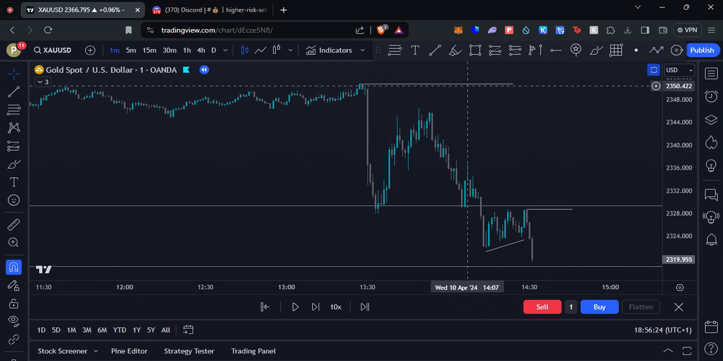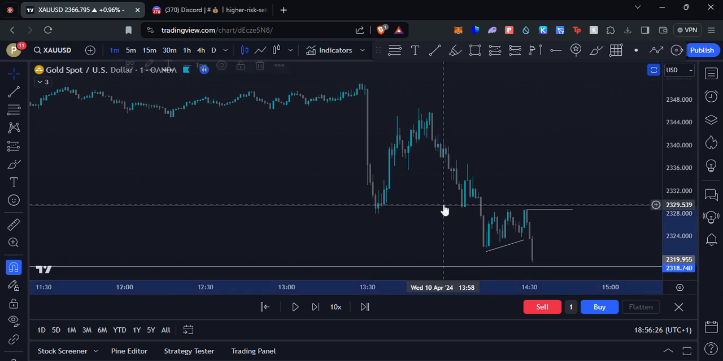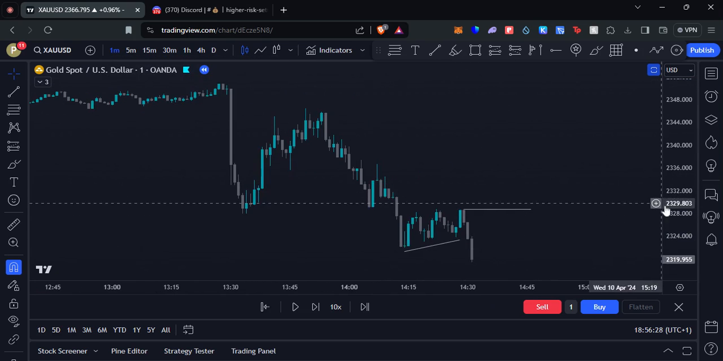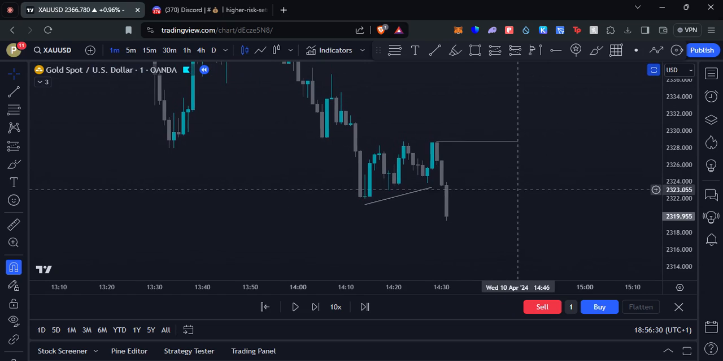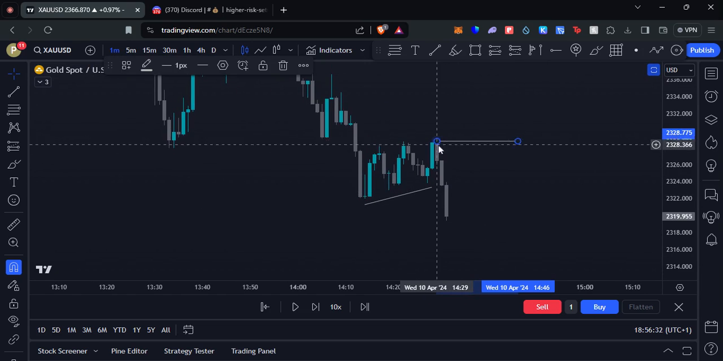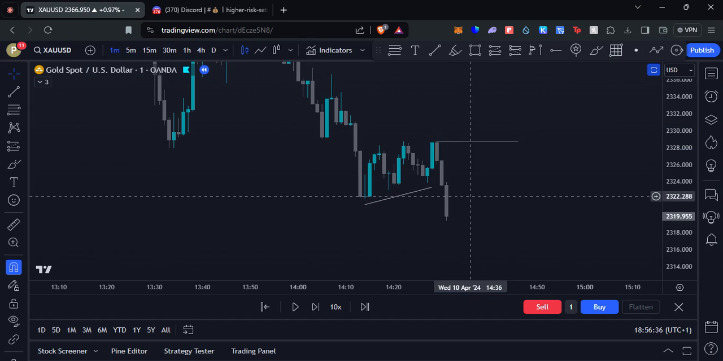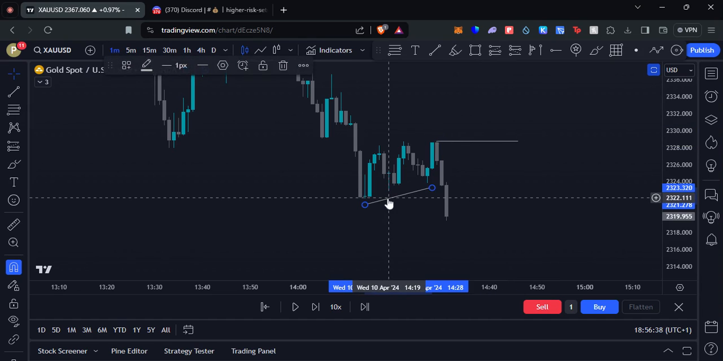Now, let me quickly just clean up all of the charts so that we have a nice clear chart to look at. And as we can see, we now need price to break this high to give us a new market structure shift for us to then get involved with any sort of buys.